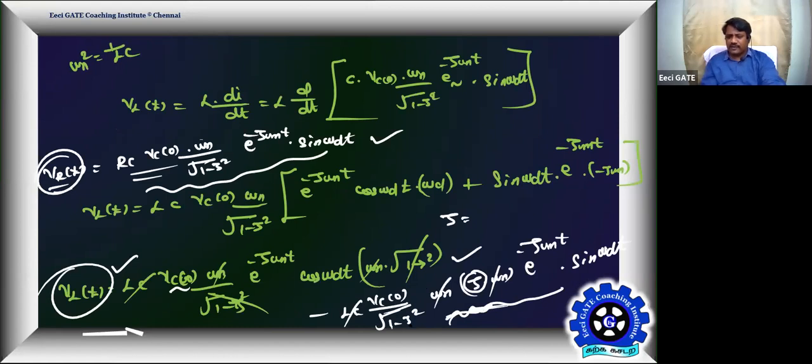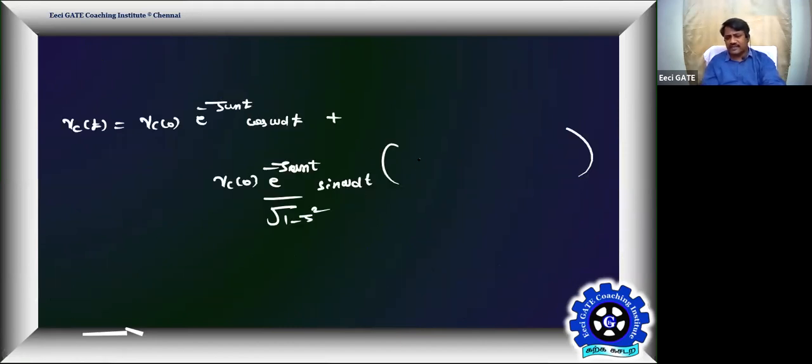Here Vc of 0 root of 1 minus zeta square e power minus zeta omega nt sin omega dt is common. Rest is only zeta here, that is in the minus. Rest is only Rc into omega n here. So it is Rc into omega n and this is minus zeta. Are they equal? Rc into omega n is equal to zeta. Calculating this alone, Rc into omega n is 1 by root LC. So it's no way equal to zeta.